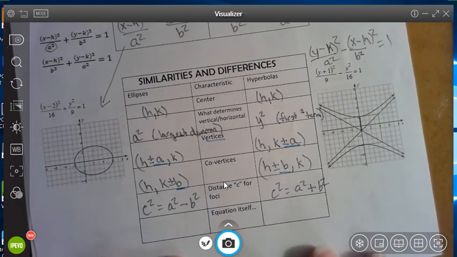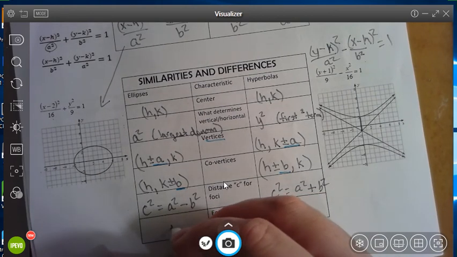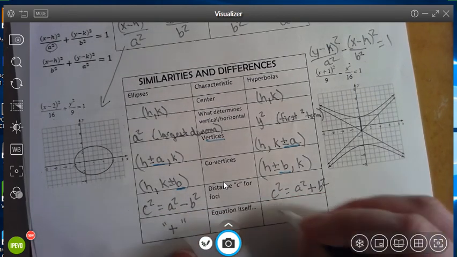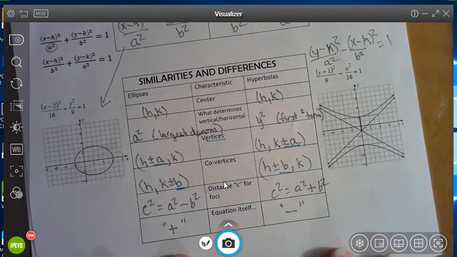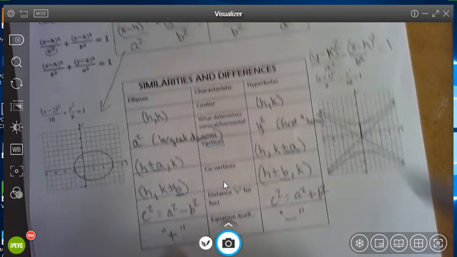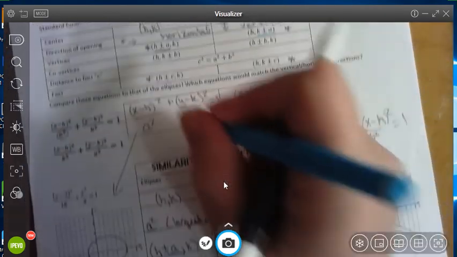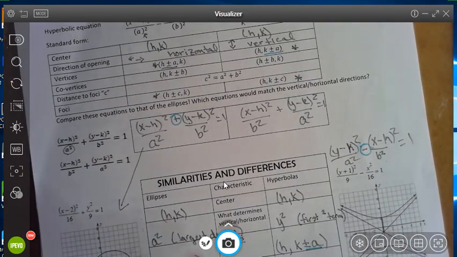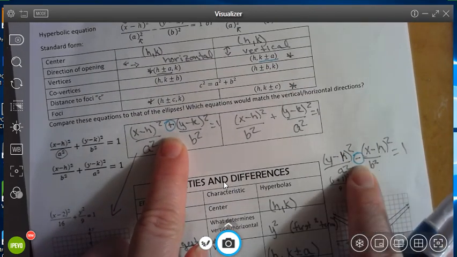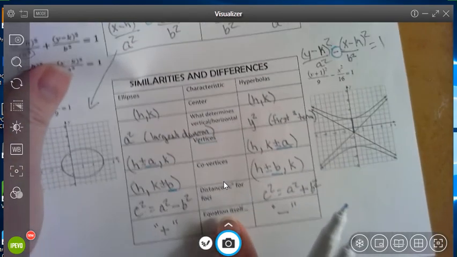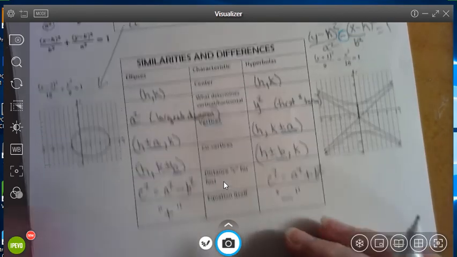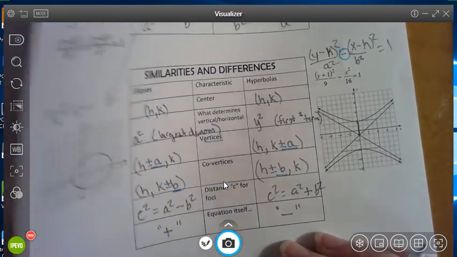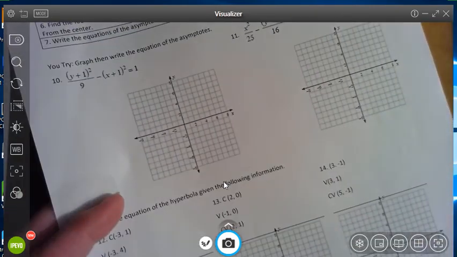Okay? Now, the last thing in the equation itself, this has a plus sign, this has a minus sign, between the squared terms. Okay? So that's referring to this and that. That has a plus sign. This has a minus sign. And that's what it's referring to. What's the difference in the equation itself? Otherwise, the equations look identical. All right? And, of course, we could say a squared is always first within a hyperbola. Okay.